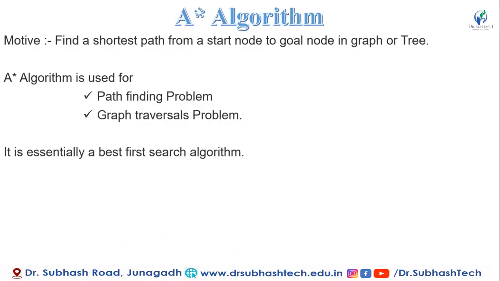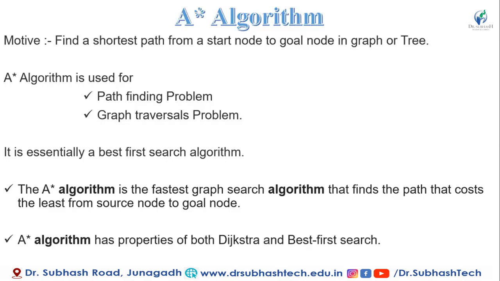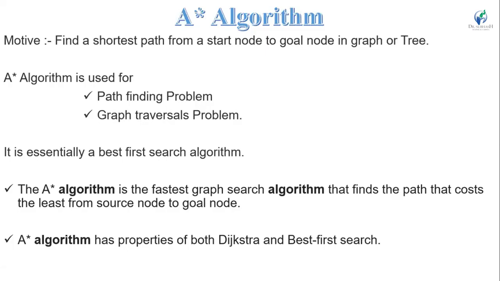We can say A star algorithm is the fastest graph search algorithm that finds the path that costs the least from the source node to the goal node, and it uses the process of Dijkstra and best first search so that it selects the node which looks most promising instead of guessing the next node.